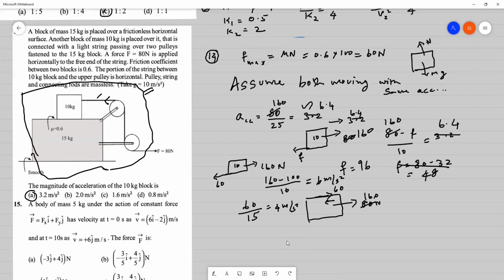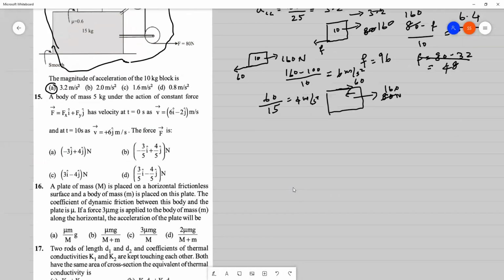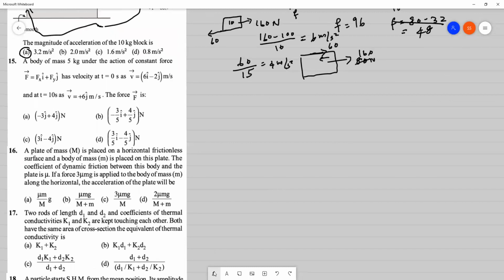Question number 15. Everyone listen. Here, the body of mass 5 kg is under the action of a constant force. At T is equal to 0, the velocity is this one, and at T is equal to 10, the velocity changes to 6J. The force F is equal to.